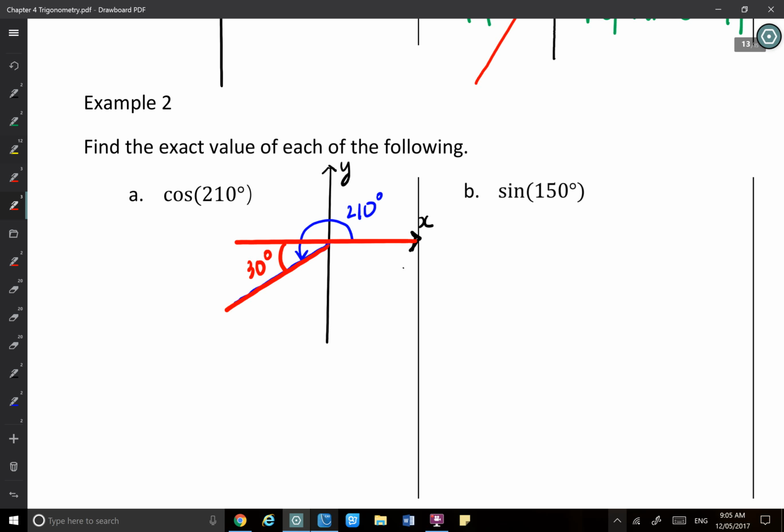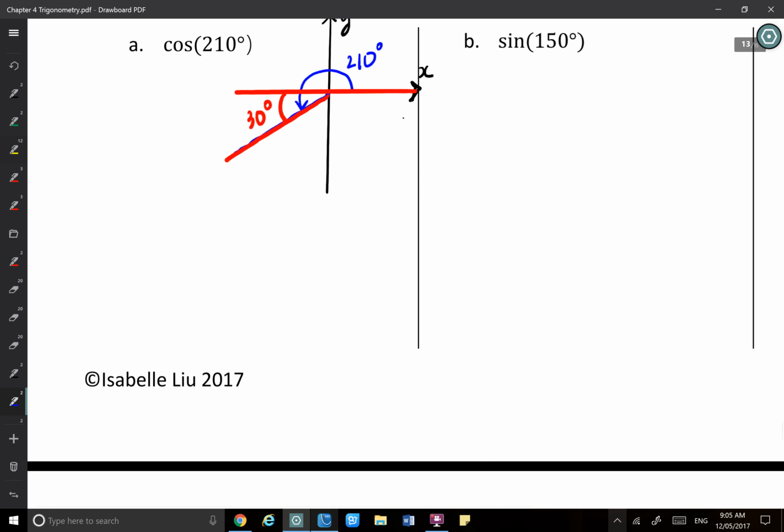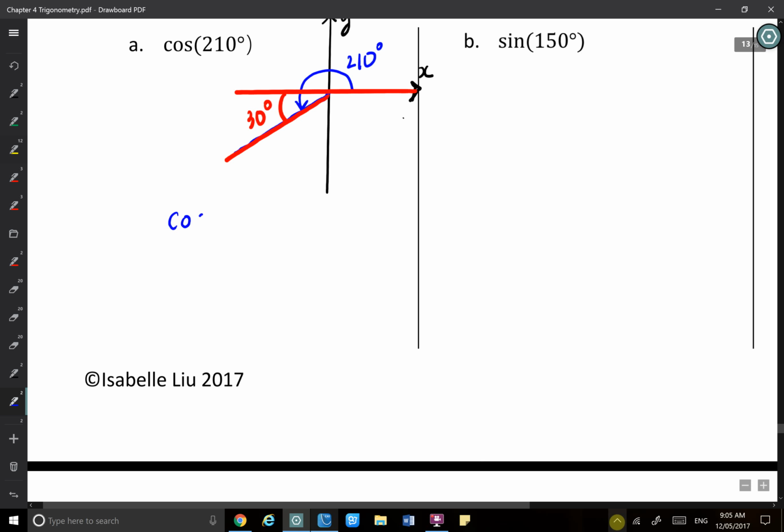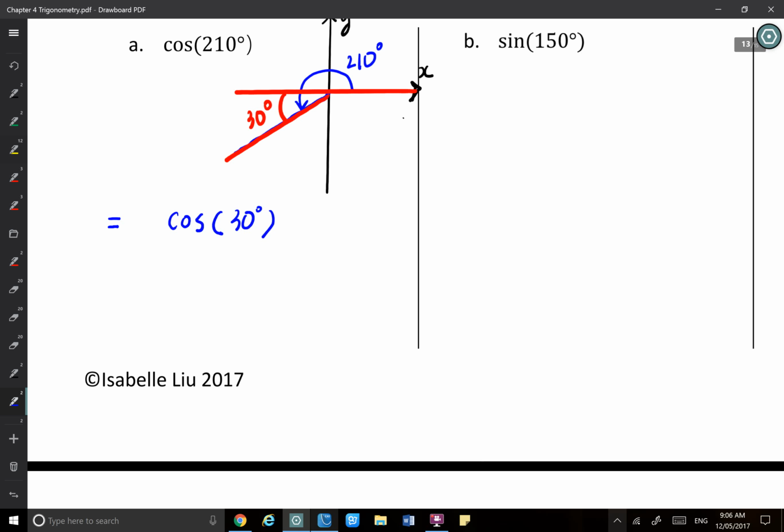Okay, then this will become really easy. We just need to think about two things. First, find the reference angle. Second, think about the positive or negative sign of this value. After we find the reference angle, step one is I will directly change 210 to 30 degrees. Okay, it's equivalent. But we're not finished.